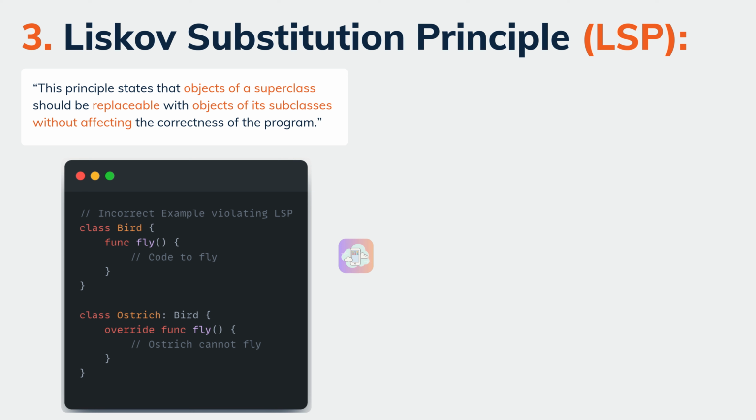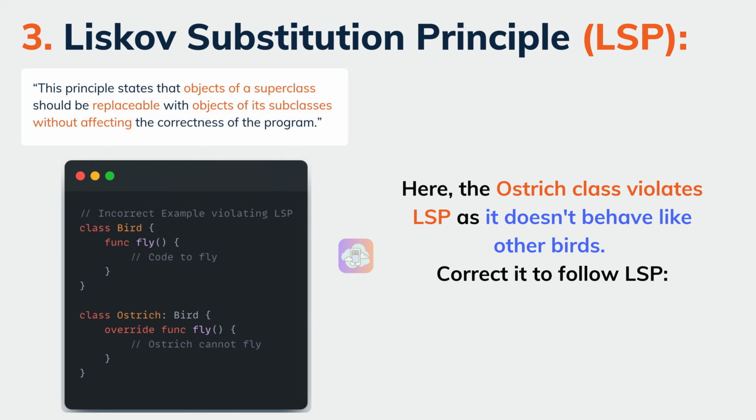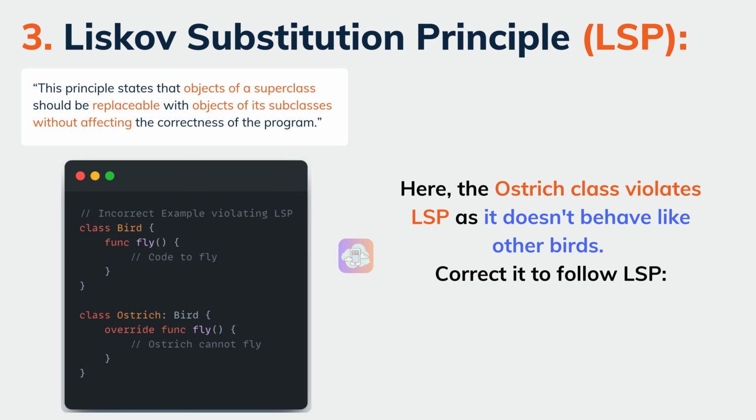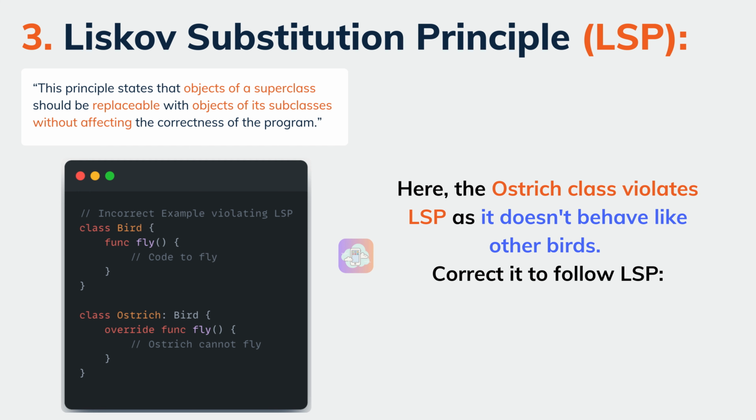Here, we tried to model all birds under one parent class. But the moment we substitute ostrich for a bird and call fly, the program breaks. That violates LSP. So how do we fix this?